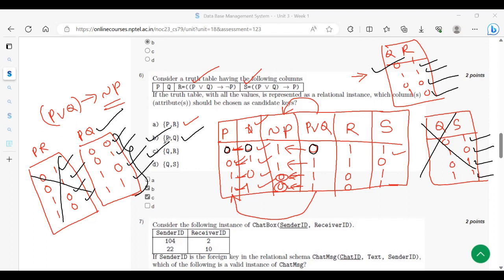I hope this is clear for everyone. Now I am going to take the next one, question number 7.